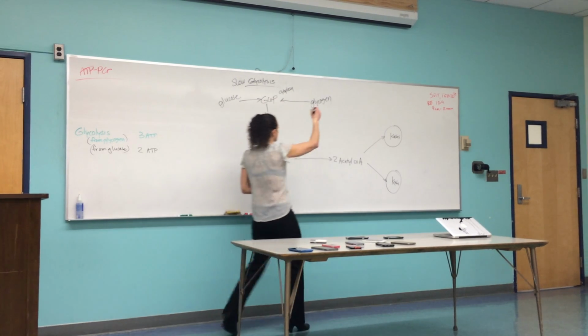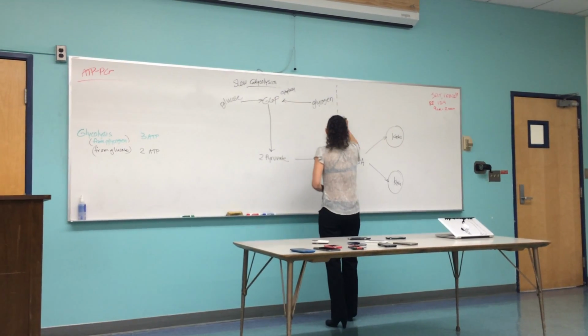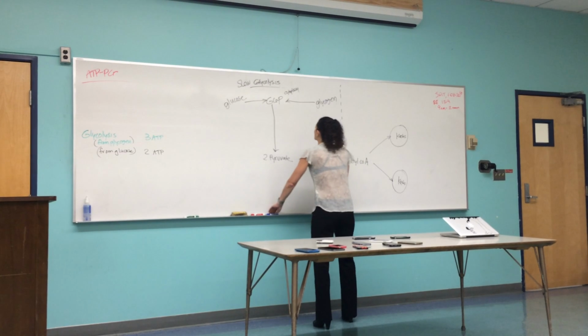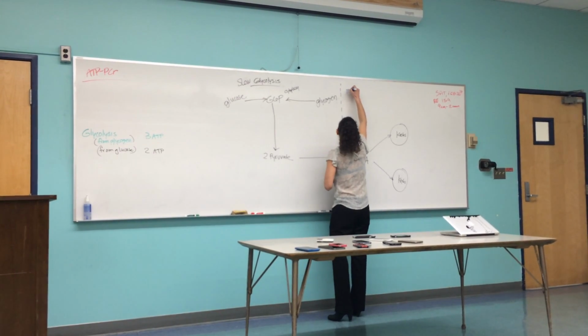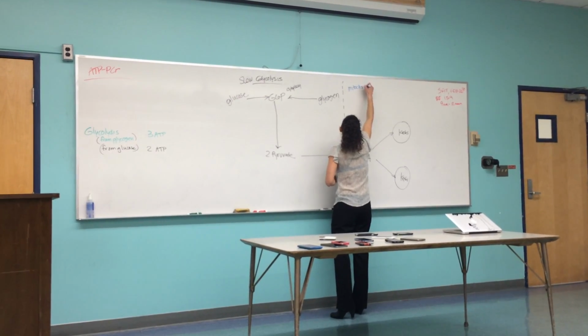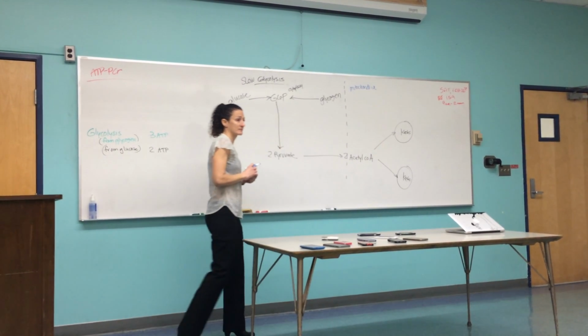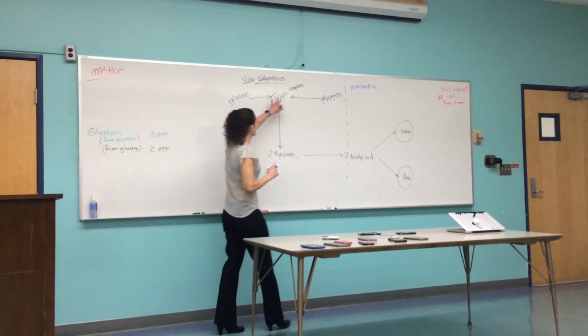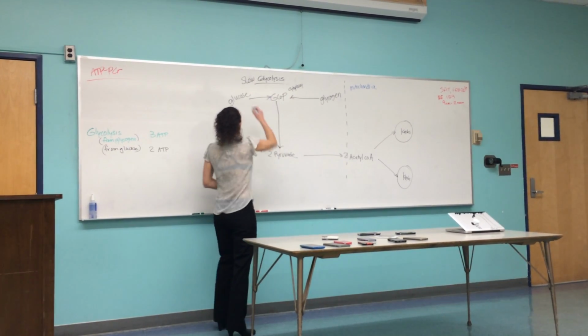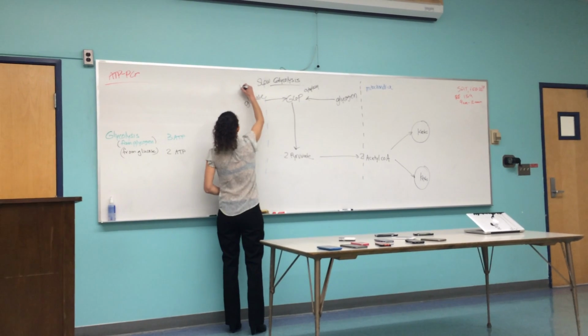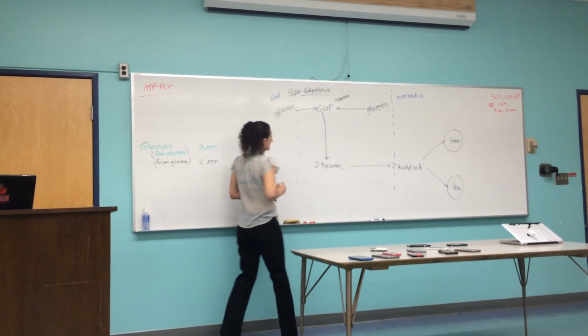Okay, once we get into this part, now we're in the mitochondria. Mitochondria is where all the aerobic metabolism happens. For glycolysis we were in the cytoplasm, and the glucose we were in the blood. Right?